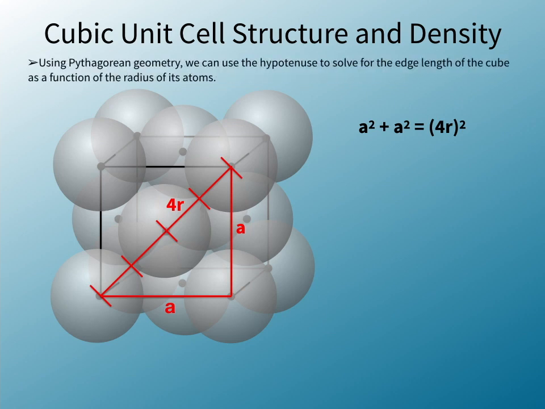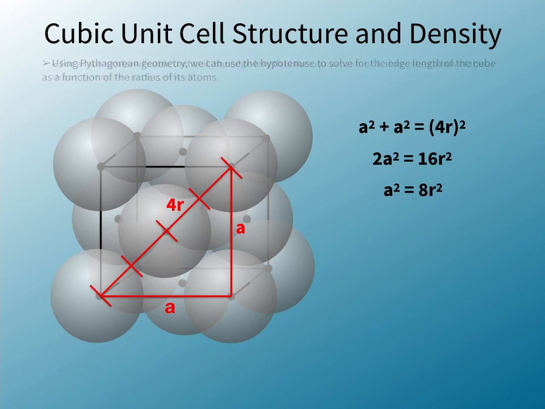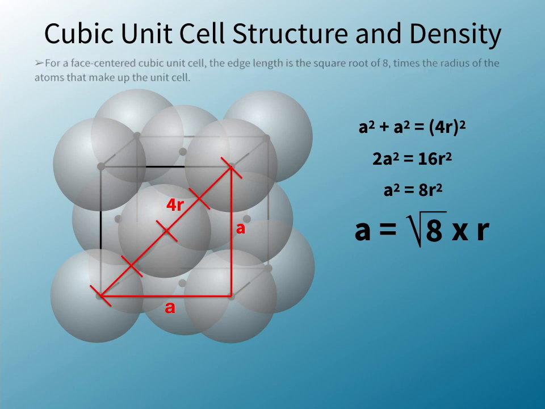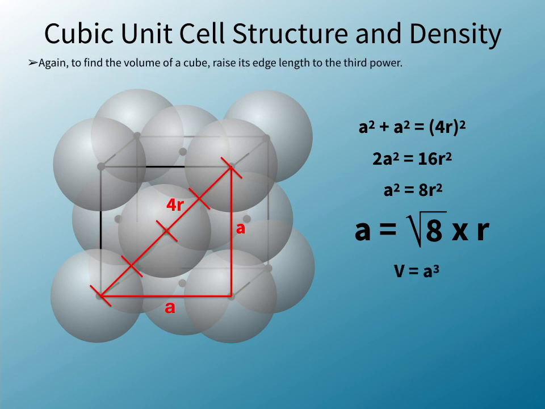Using Pythagorean geometry, we can use the hypotenuse to solve for the edge length of the cube as a function of the radius of its atoms. For a face-centered cubic unit cell, the edge length is the square root of 8 times the radius of the atoms that make up the unit cell. Again, to find the volume of a cube, raise its edge length to the third power. Finally, divide the mass by the volume to calculate the density.